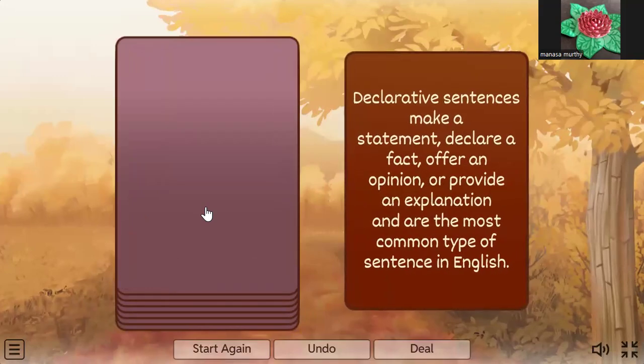Declarative sentences make a statement, declare a fact, offer an opinion or provide an explanation, and are the most common type of sentence in English.